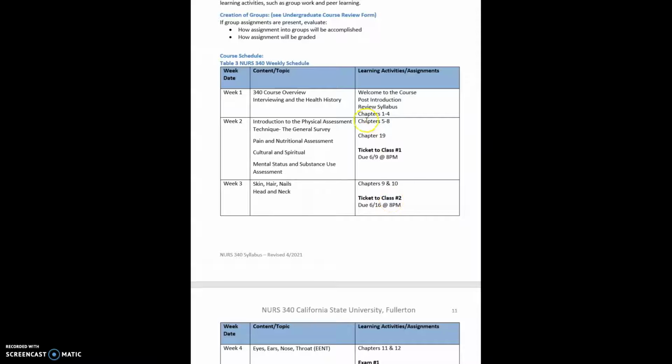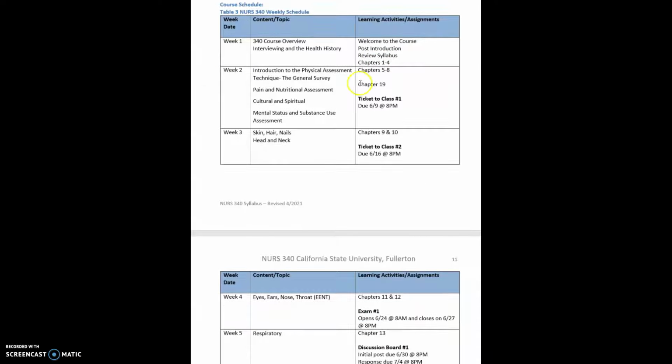Here's my breakdown. I've got the chapters in the far right with what I'd like you to do. This first week, we're going to be asynchronous. So you're just going to be posting that introduction, reviewing the syllabus, and then starting your chapters. Then as we get through, your first ticket to class is due on the 9th at 8 p.m. You'll see that all of them are due at 8 p.m. so that you can hopefully get a little bit of sleep instead of that 11:59 p.m.